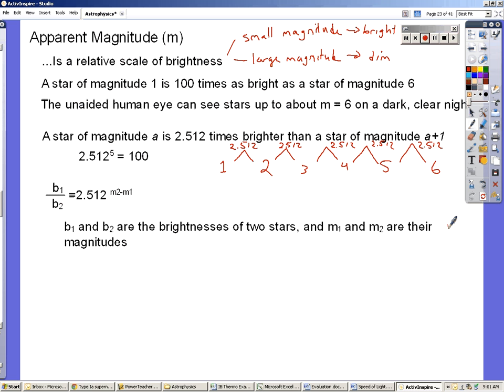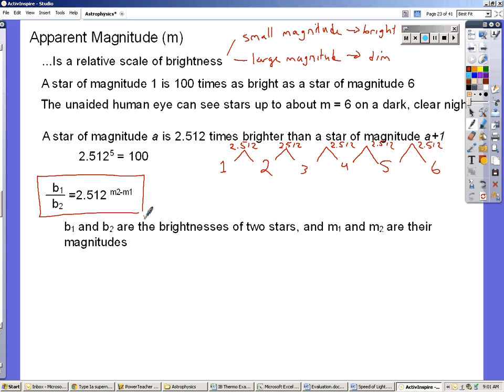And the mathematical relationship is b1 over b2 equals 2.512 raised to the power m2 minus m1. Now, there are two different stars here. b1 and b2 are the brightnesses of those two stars, and m2 and m1 are their apparent magnitudes. You do not need to derive that equation. You don't even need to memorize it because it's found in your equation sheet, but you do need to know what everything stands for because the equation sheet doesn't tell you that.